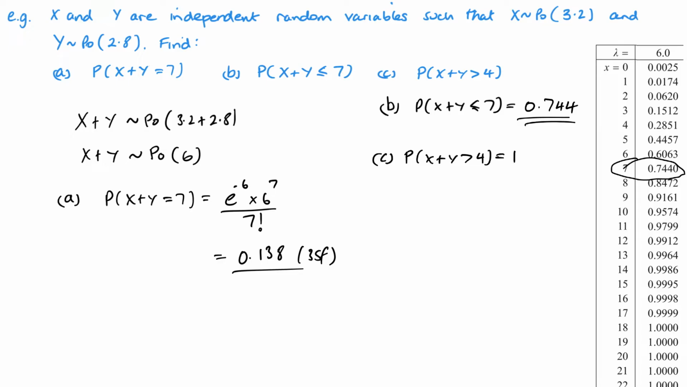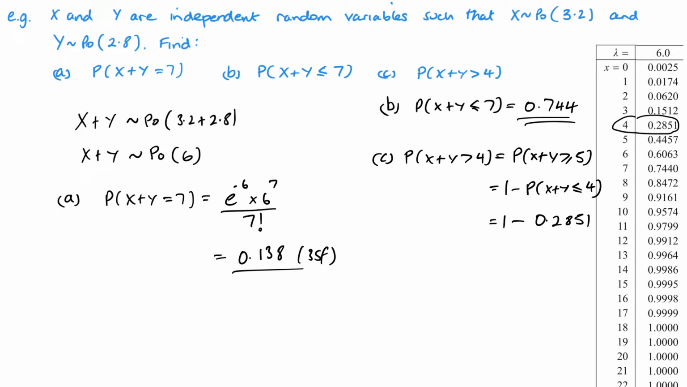Part C, we're looking at the probability that X plus Y is greater than 4. Now remember, we want to change this into an equals, so X plus Y is greater than or equal to 5, which is 1 minus the probability that X plus Y is less than or equal to 4. Going back to my table, we're just looking at 4 here: 0.2851, and then in my calculator, 1 minus that gives me 0.7149, or 0.715 to 3 significant figures.